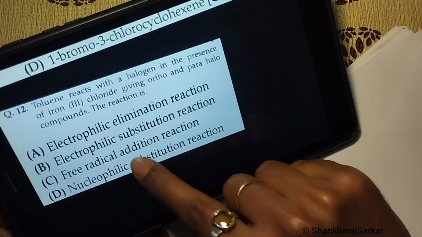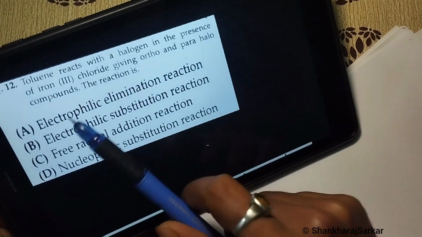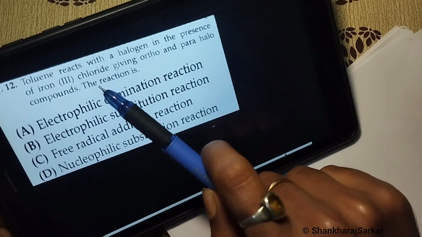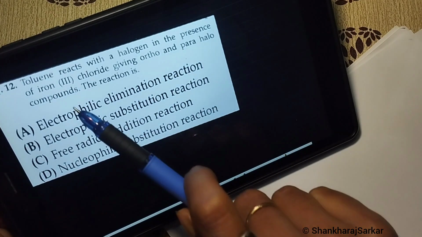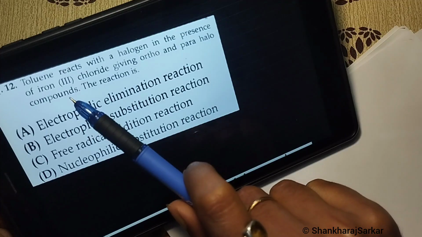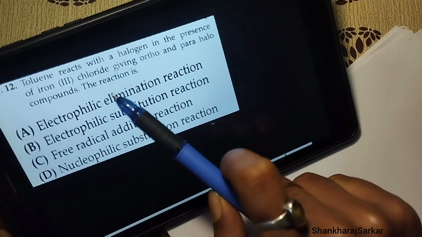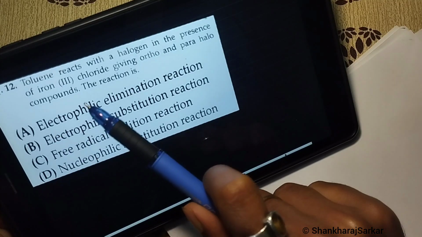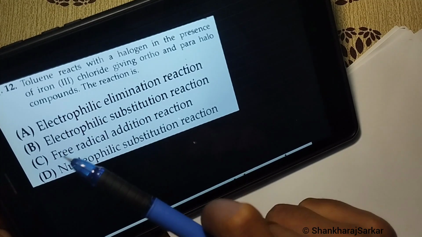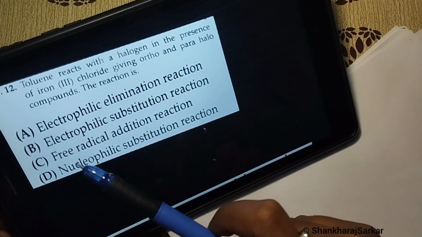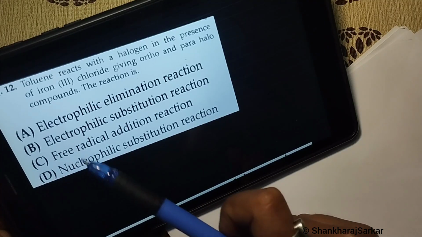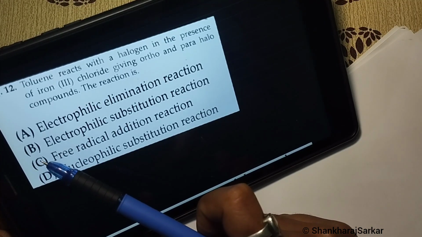Then toluene reacts with halogen in the presence of iron chloride, giving ortho and para halo compounds. This reaction is called Friedel-Crafts reaction. We have to identify the process. We know that Friedel-Crafts reaction follows electrophilic substitution reaction. So here option B is your correct option.